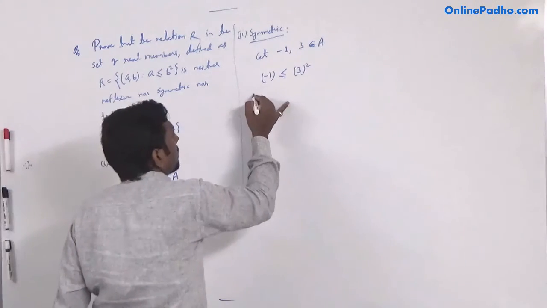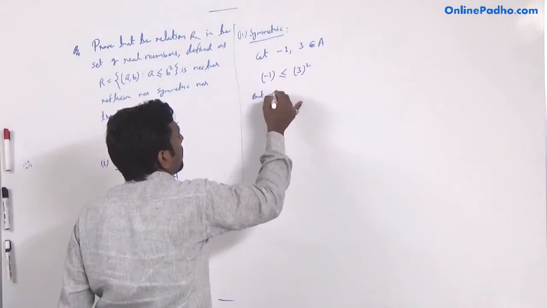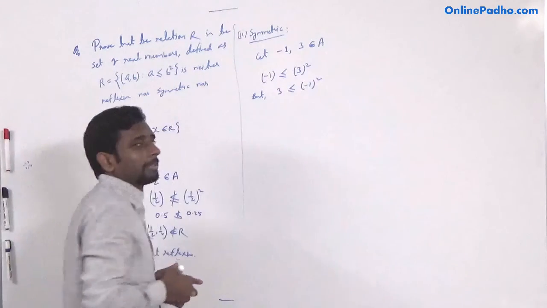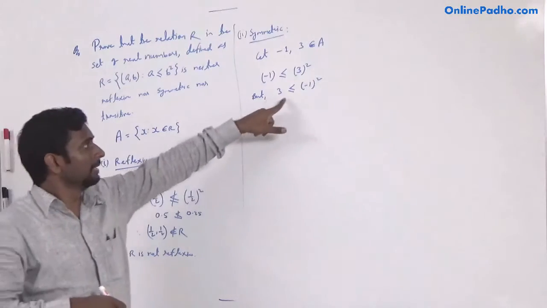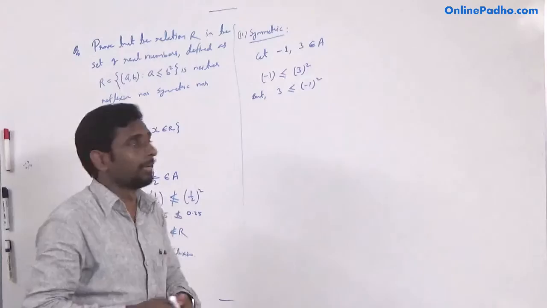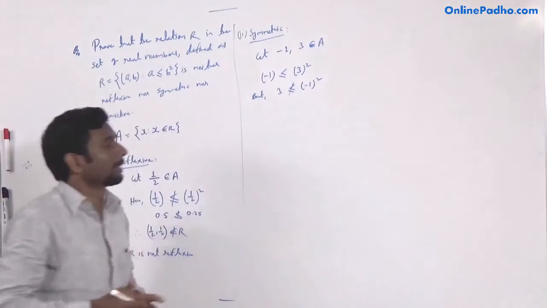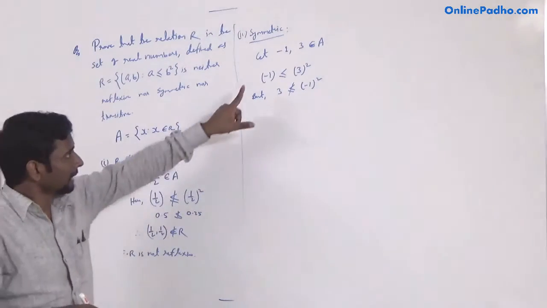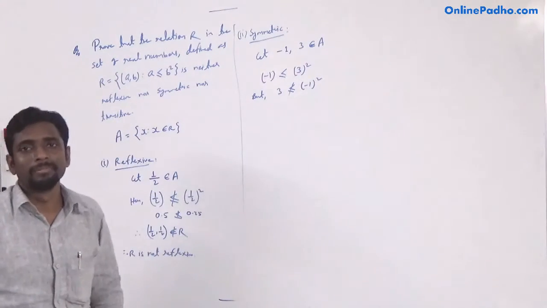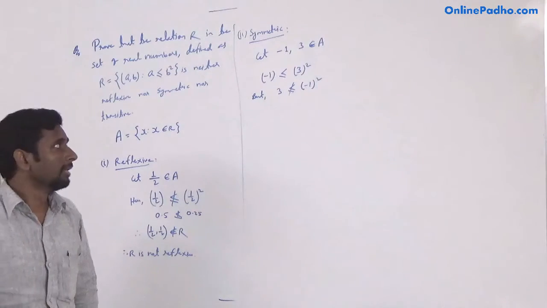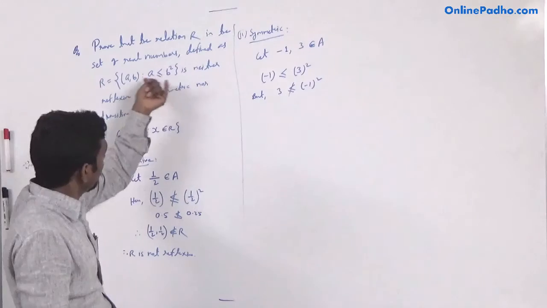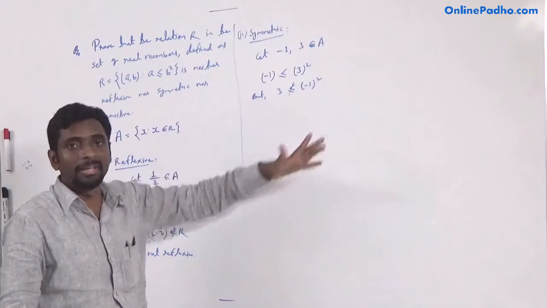But 3 is less than or equal to -1 square. Is it correct? 3 is less than or equal to -1 square, that is, 3 is less than or equal to 1. Not possible. 3 is not less than 1. So this is not satisfied. -1 is less than or equal to 3 square, but 3 is not less than or equal to -1 square. You can take any example. In that example, first (a, b) must satisfy this relation, but (b, a) does not satisfy that relation.